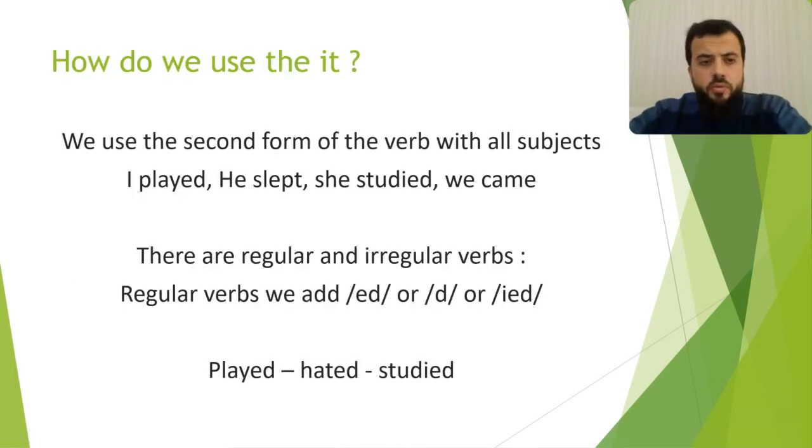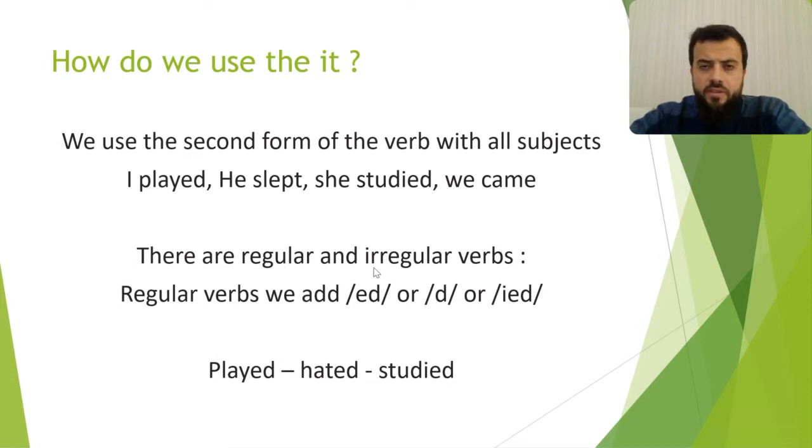So how do we use it? We use the second form of the verb with all subjects. So, as we know, all verbs have three different forms. We use the second form, the past form. I played, he slept, she studied, we came.